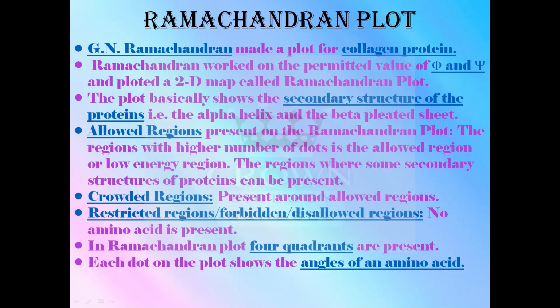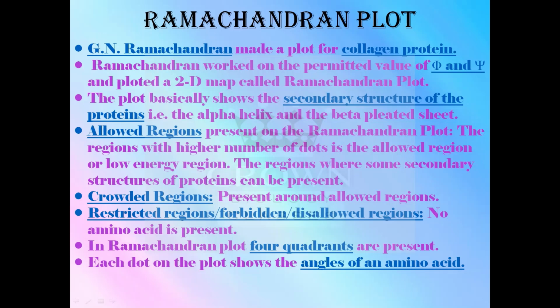On the x-axis we will take the values of phi, and on the y-axis we will take the values of psi, and he plotted a two-dimensional map that is called the Ramachandran plot. And what does this plot basically show? It basically shows the secondary structure of proteins. We know very well that the secondary structure of proteins consists of the alpha helix and the beta pleated sheet.